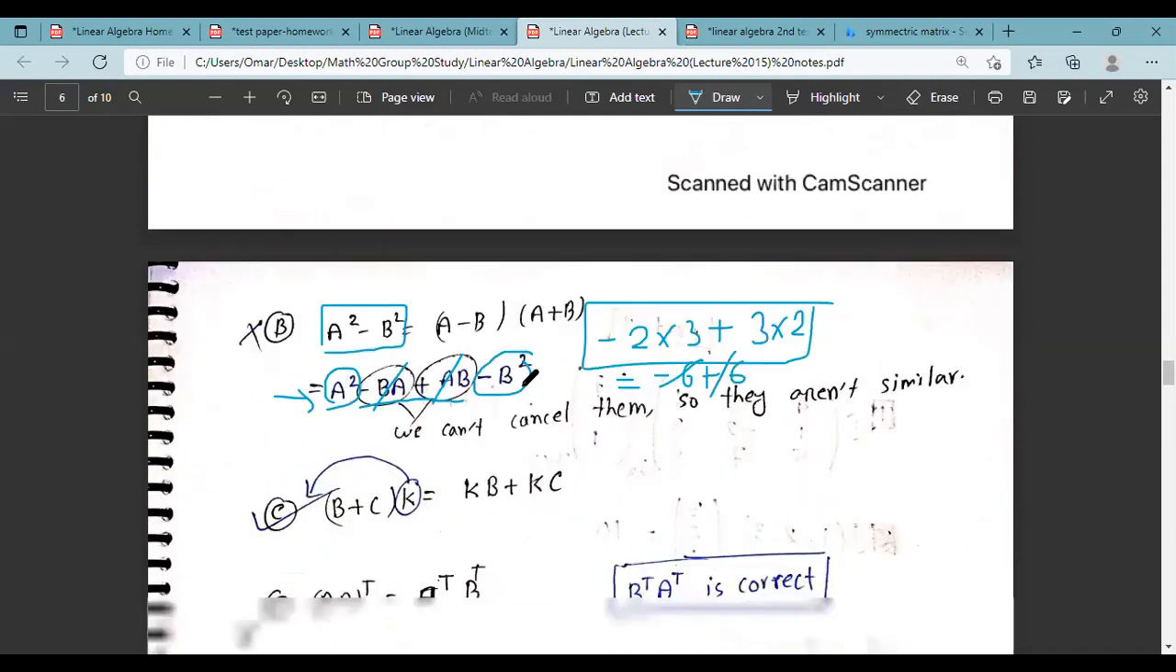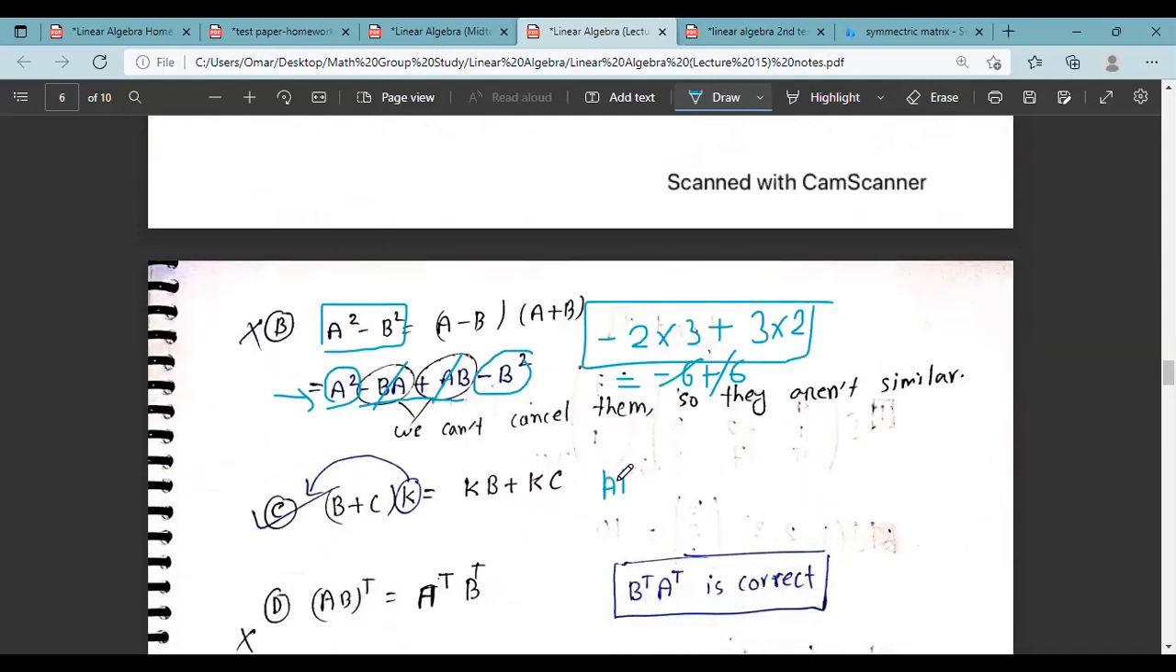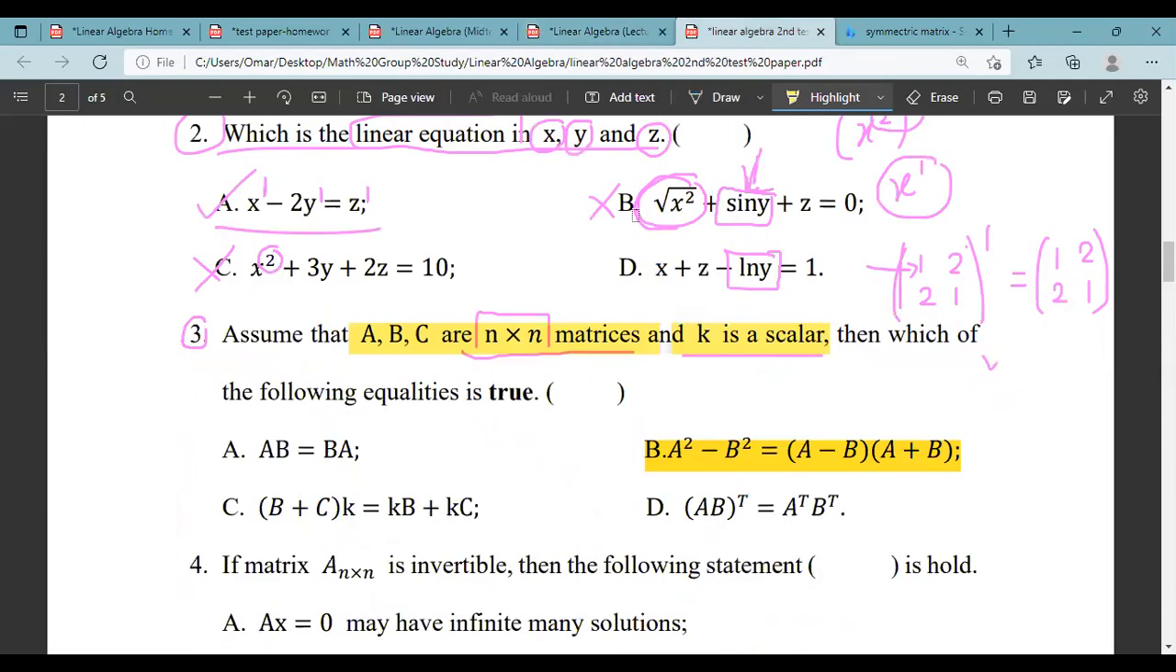So for vectors we cannot write down ab is equal to b, because it changes the direction. Guys, can you understand? For vectors we cannot write down ab equal to b because it changes the direction. So that's why we cannot cancel out this ab and b. Okay, so they are not similar. So we can say this second option is not true.